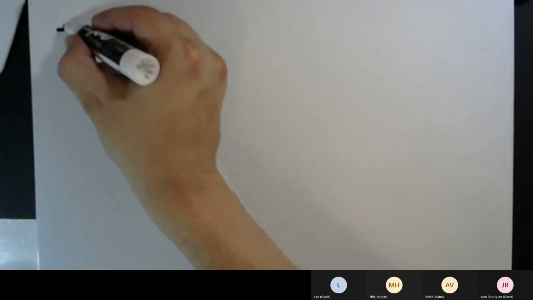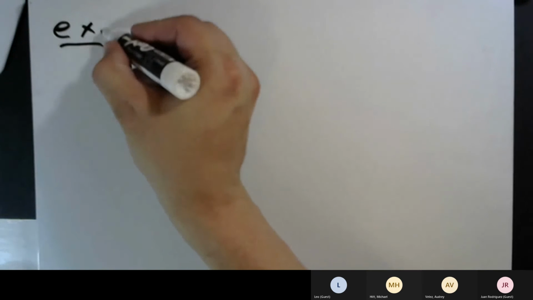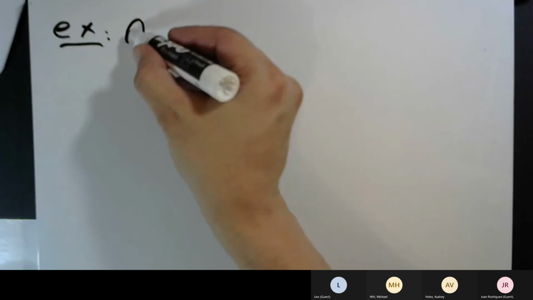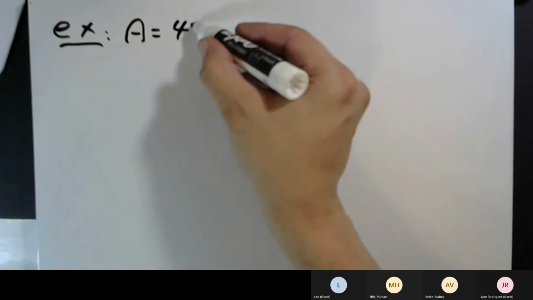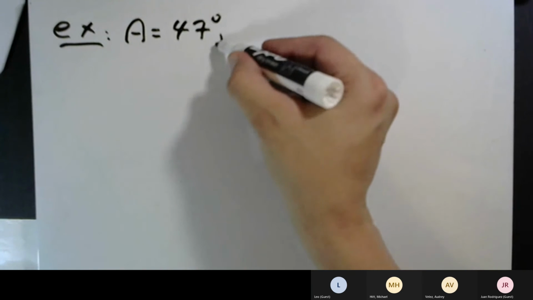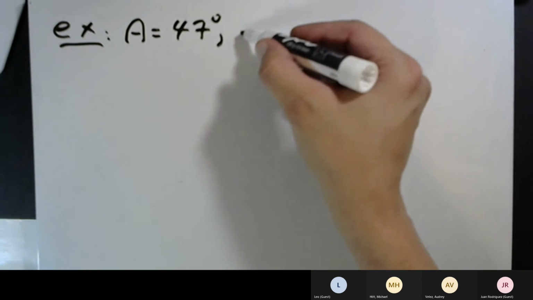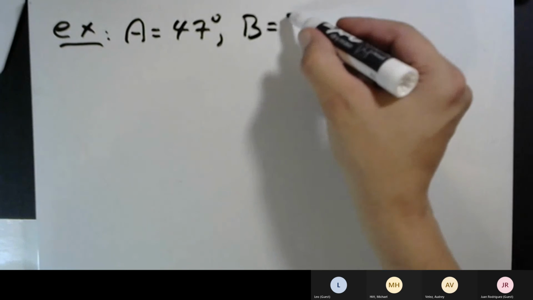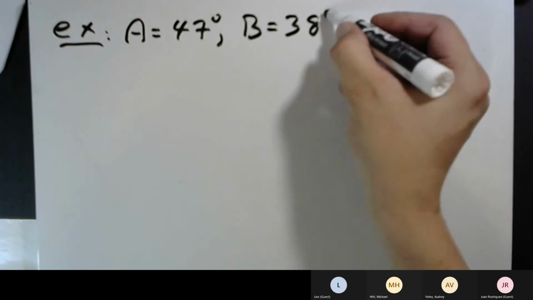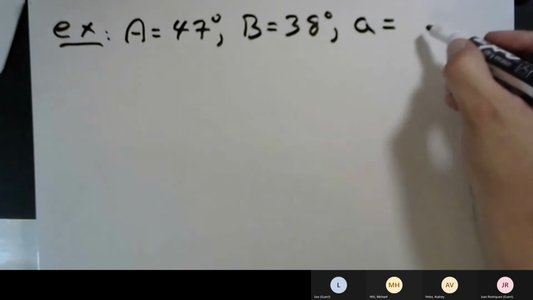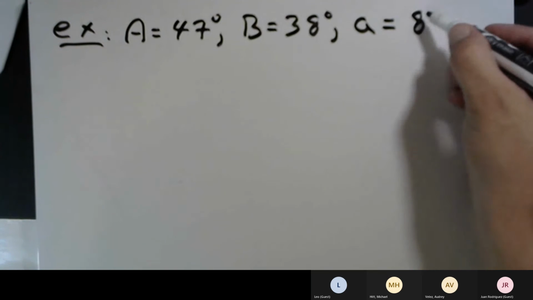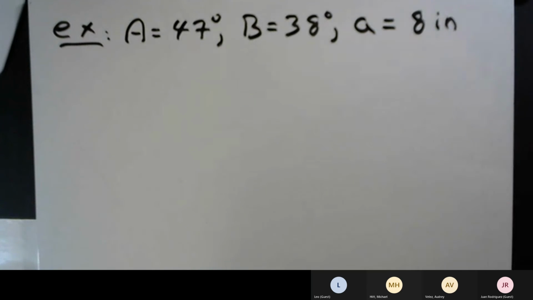So let's say we have this. We have an angle, capital A, 47 degrees, and angle B, 38 degrees, and the side A of 8 inches.